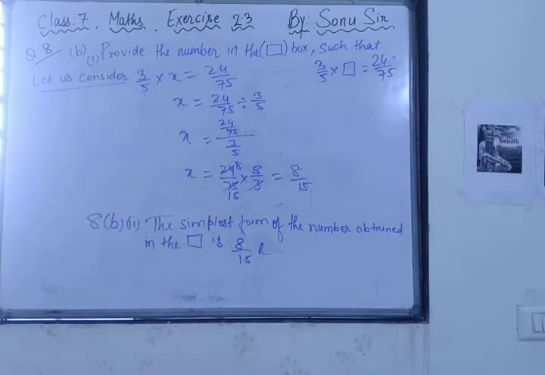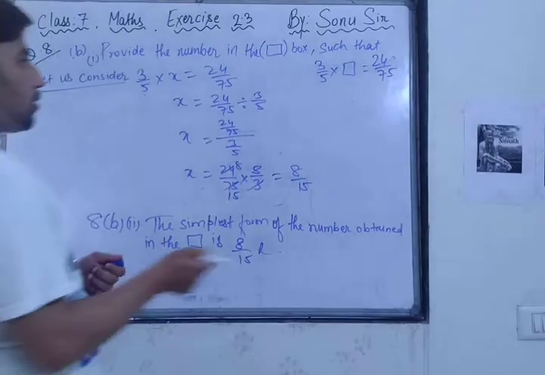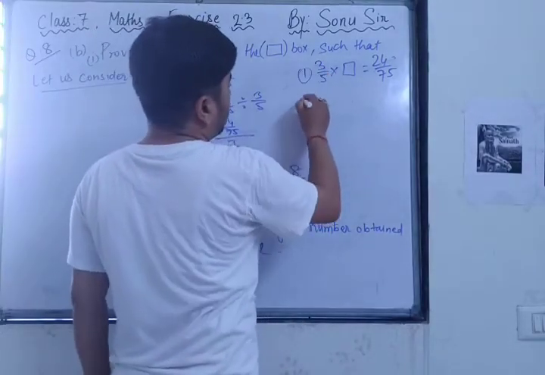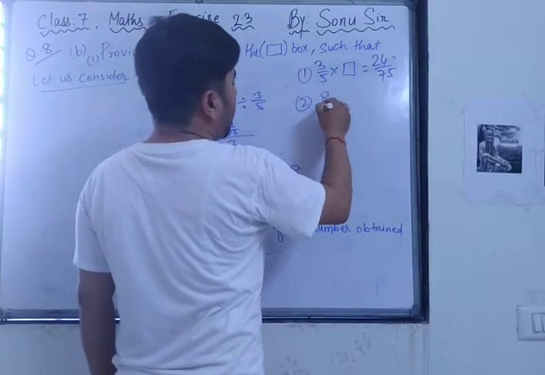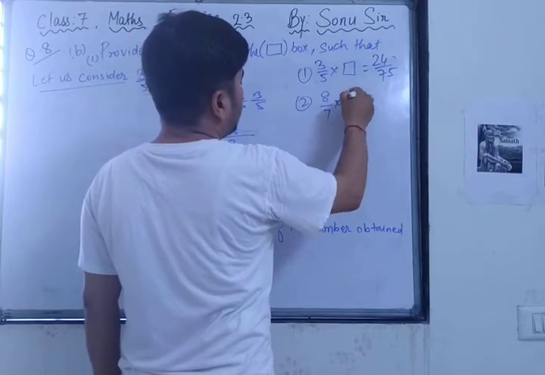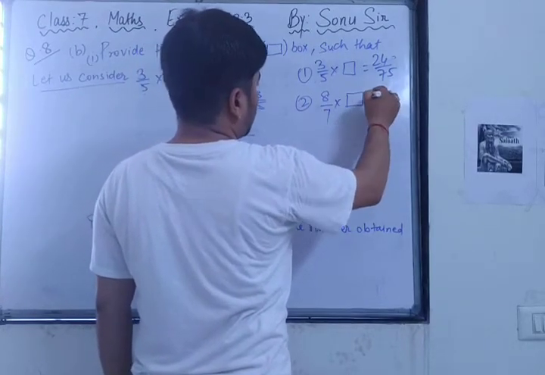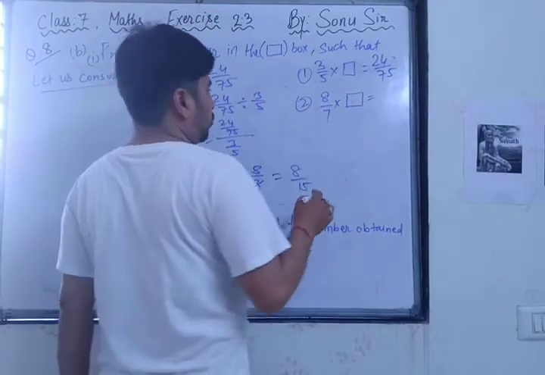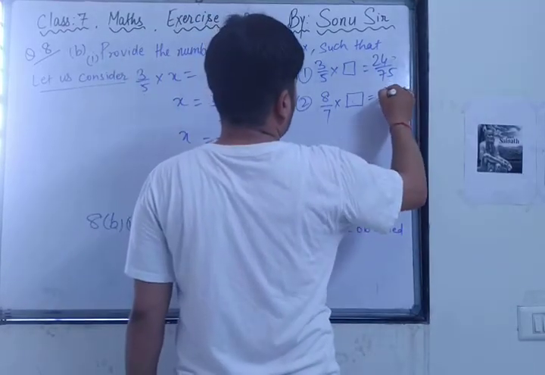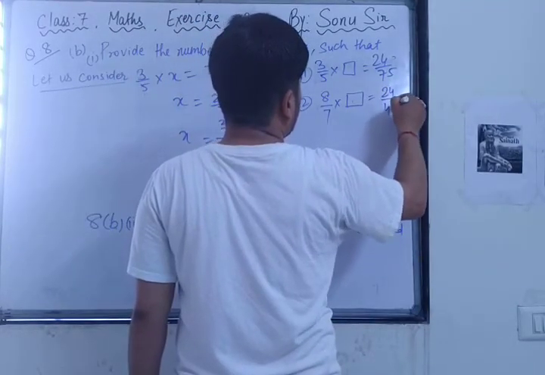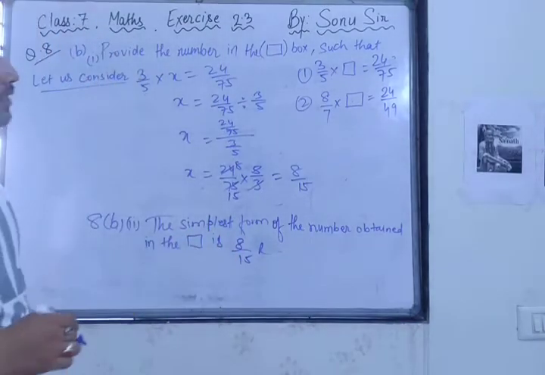If I give you the same type of number, can you divide it or complete it? If I am giving you 5 questions related to that, you have to solve those 5. So this was your first question, okay? Now 4 more questions I am giving you. 8 by 7 into dash is equal to 24 upon 49. Got it?